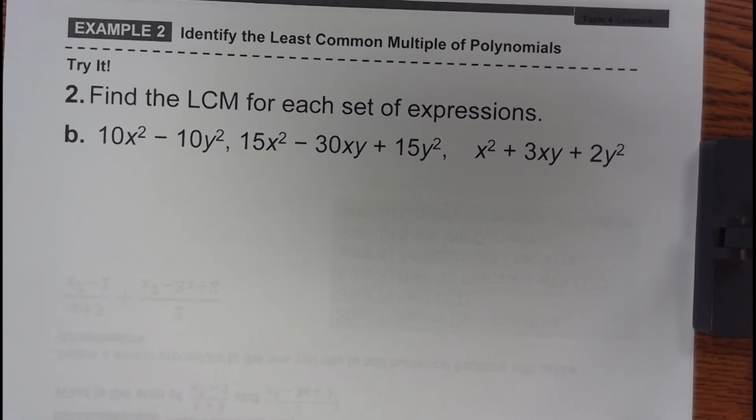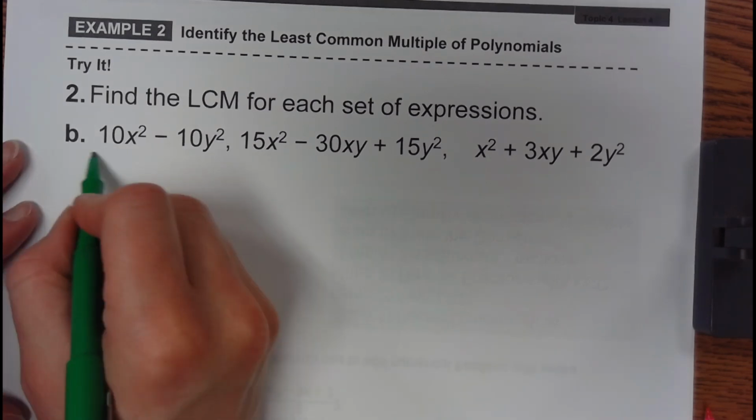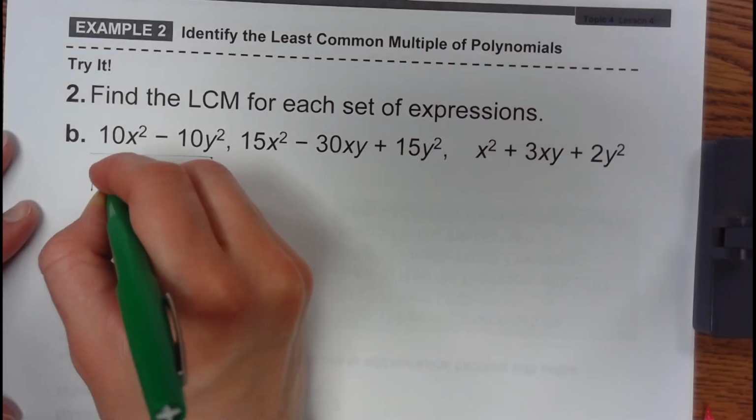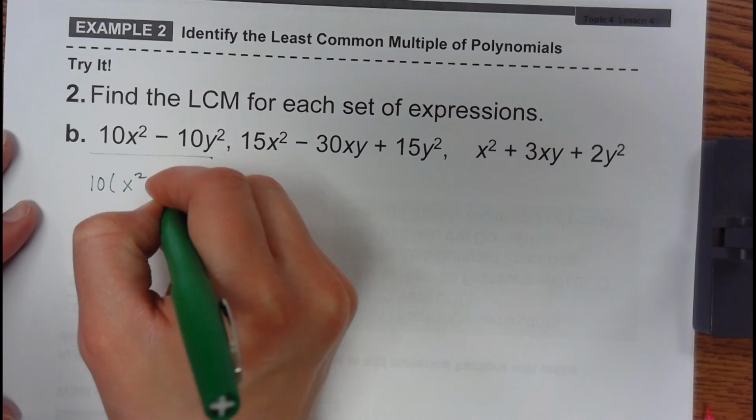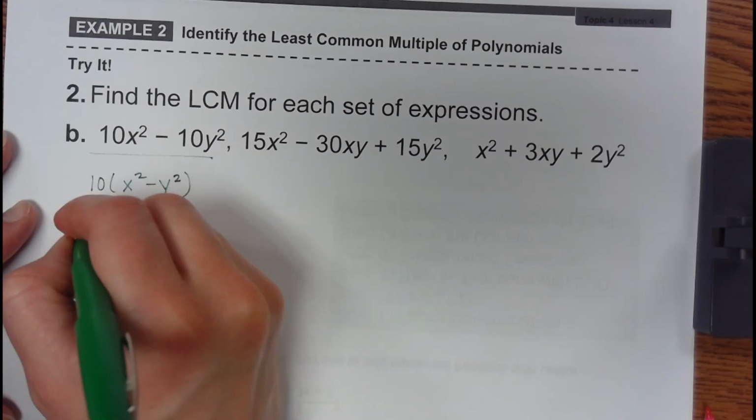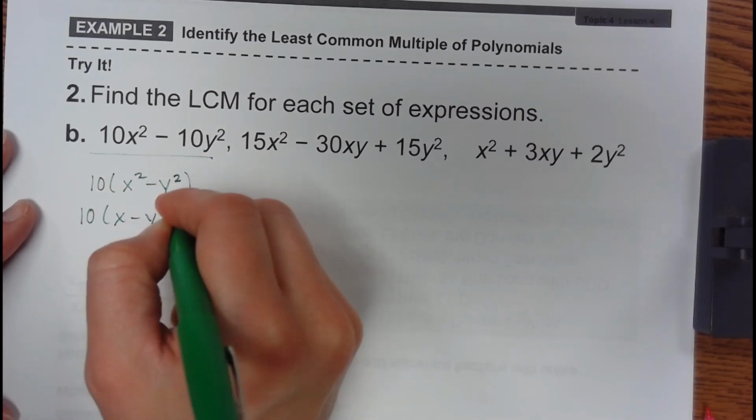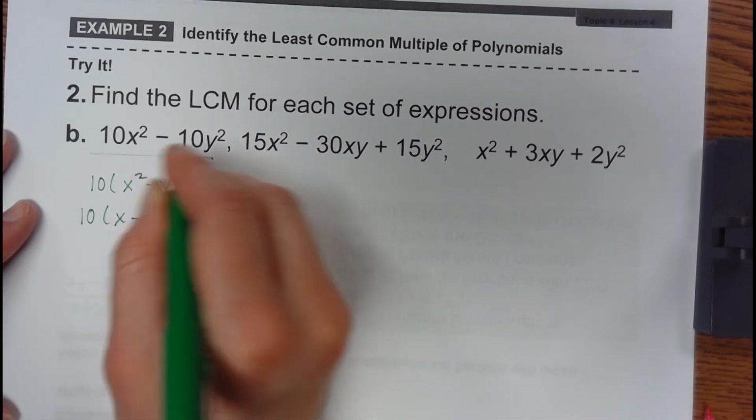Okay, so welcome back. Let's see how we did. We're going to factor out a 10, and we get x squared minus y squared, which is indeed x minus y, x plus y. That is the difference of two squares.